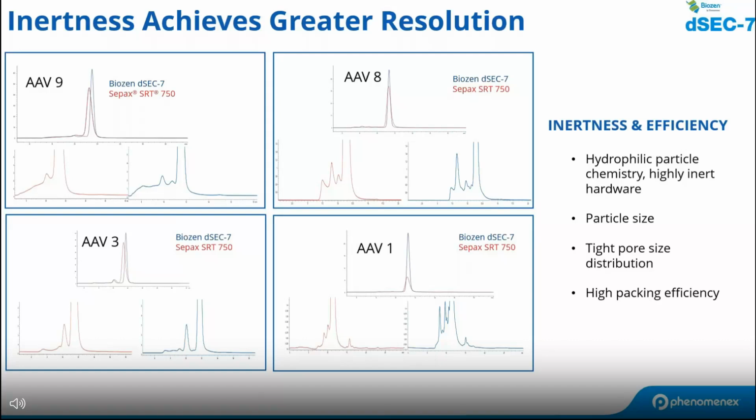In addition to that, you also have the hydrophilic surface, which promotes true size exclusion based separation, and the inert path for the analyte makes it recover the sample. So combining all these benefits, you're able to see better separation as well as better recovery on Biozen D6-7.